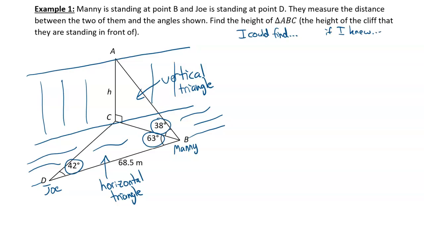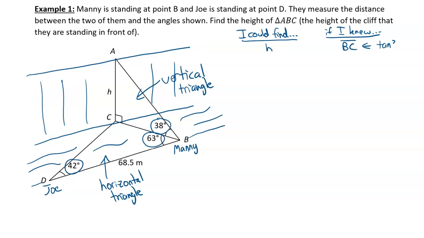I could find something if I knew something else. And so the first thing we're going to say is I could find the height. Well, I could find the height if I knew the length of BC. Because if I knew the length of BC, what I could do is I could use the tan ratio.